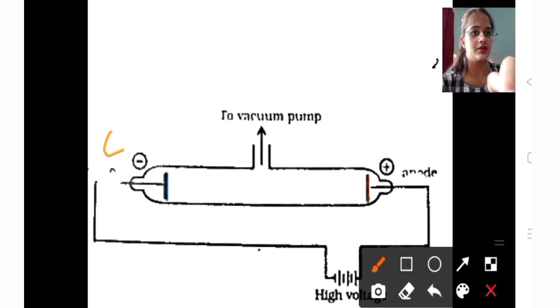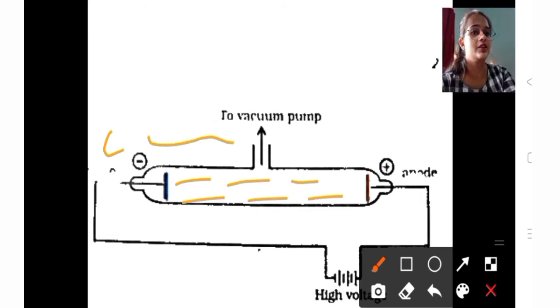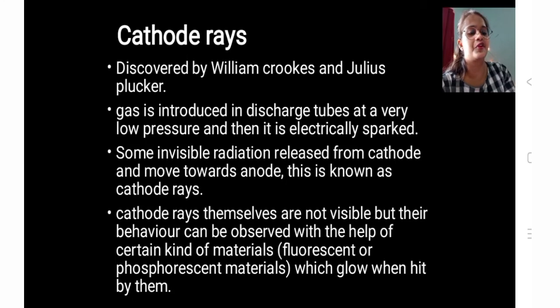This is the cathode. When a gas is introduced inside this, any gas, suppose H2, N2, whatever it may be, then high voltage is provided and also low pressure is given. Then what happens? We saw that invisible radiations were getting transferred from cathode to anode. That was a curiosity for the scientists, and that was known as cathode rays. Cathode rays themselves were not visible.